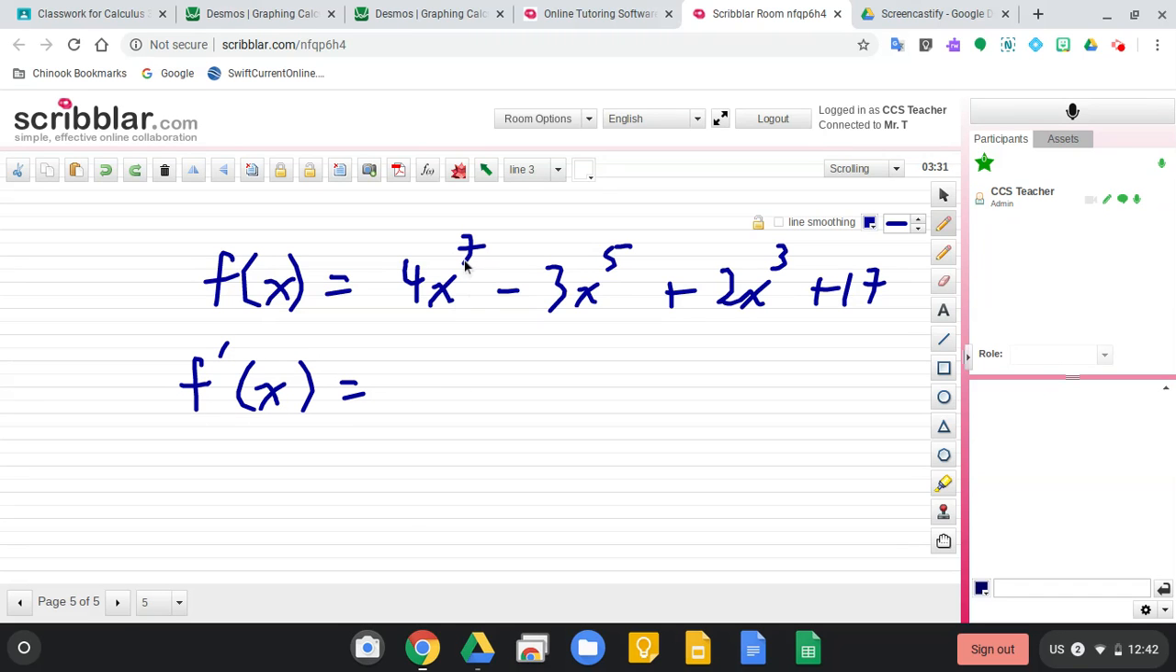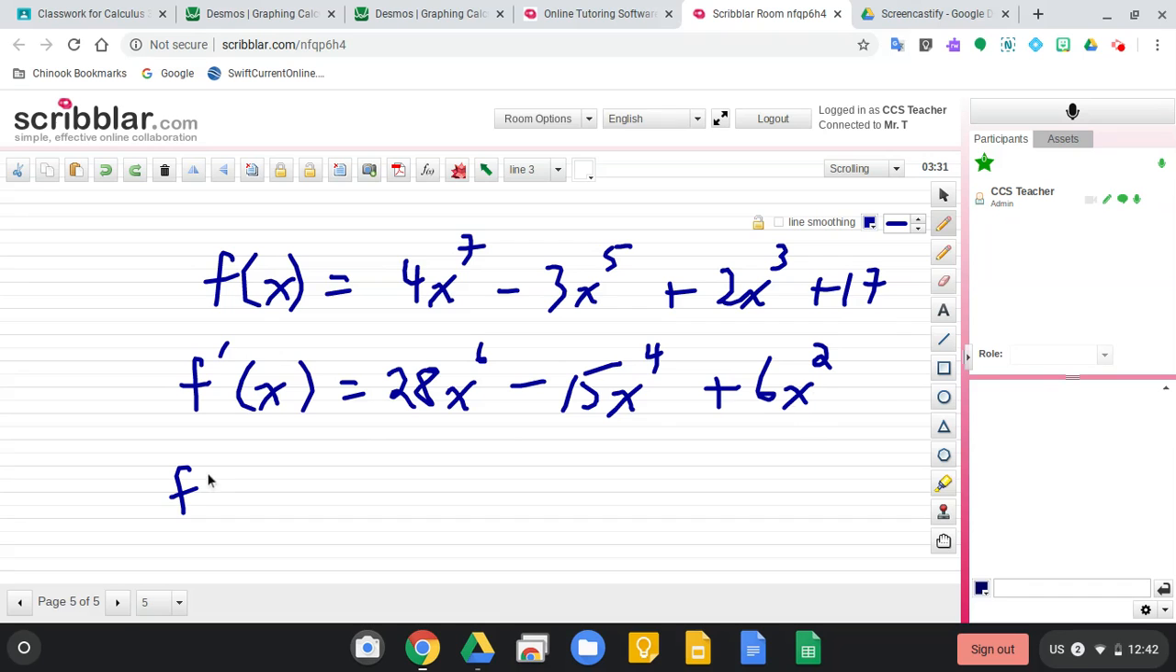And using the power rule, 7 times 4 is 28. Subtracting 1 from the exponent, that would be 28x to the 6. Minus 5 times 3 is 15. Subtracting 1 from the exponent, that's x to the power 4. Plus 3 times 2 is 6. Subtracting 1 from the exponent, 6x squared. And the derivative of any constant is 0.